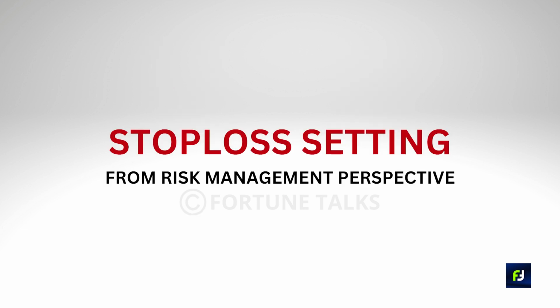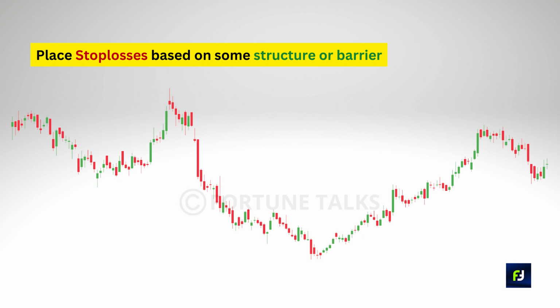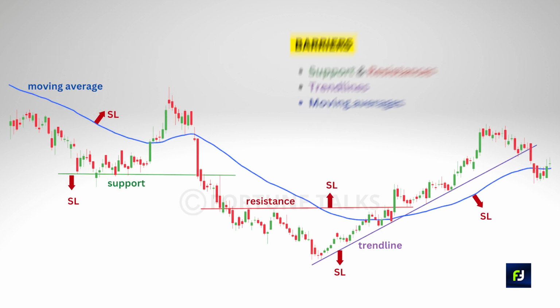Now moving forward, let us understand how to set a stop loss for your trades. I have already made a detailed video on the method of setting a logical stop loss. You can check that out for a detailed explanation. However, I will briefly discuss this topic from a risk management perspective. When you think about stop loss, we should think about placing them on some structure in the market that will act as a barrier that will prevent the price from hitting your stop loss. Now, some of these market structures or barriers can be support and resistance levels, trend lines, moving averages, etc.